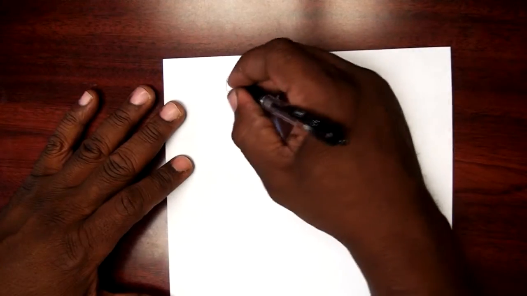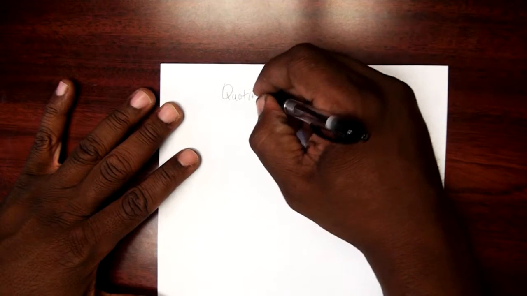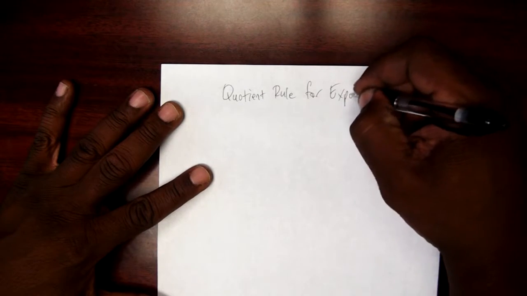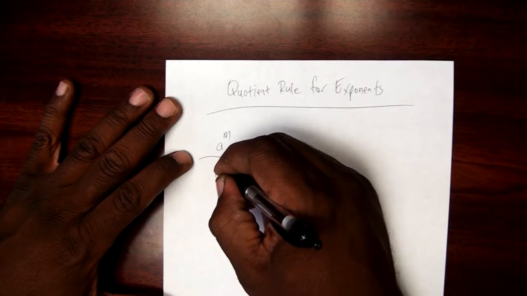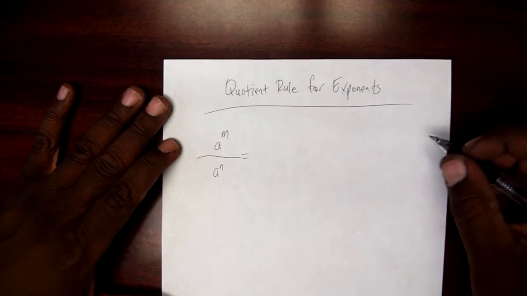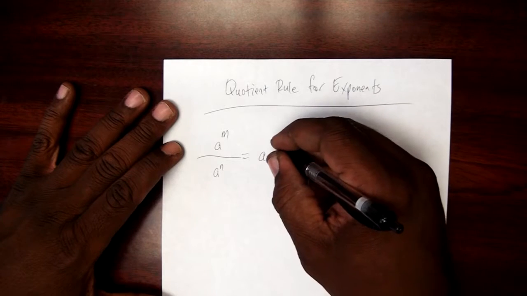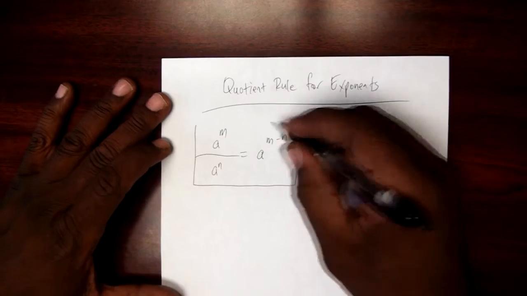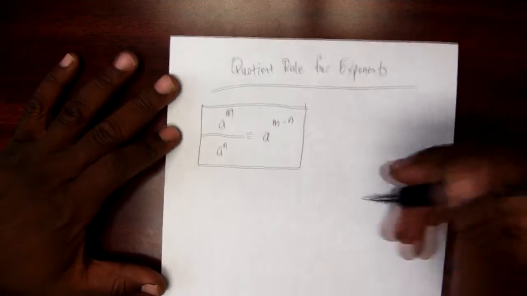Next, we'll take a look at a rule for exponents called the quotient rule for exponents. And it says that a raised to the power m divided by a raised to the power n, which is a quotient or a fraction, is equal to a raised to the m minus n power. So whenever we're dividing like bases, we subtract exponents.